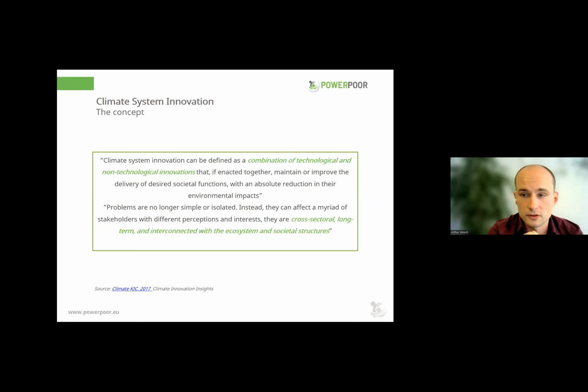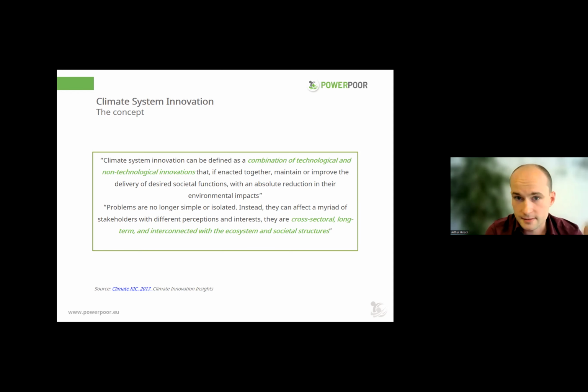Now, I'd briefly like to introduce you to the idea of climate system innovation. And I mentioned already, cities are really these holistic systems where many different elements interconnect, and you have to ask yourself, what kind of effect does it have that cities deal with so many different elements, so many different stakeholders, and what kind of effect does that have on your success to mitigate energy poverty as much as possible?